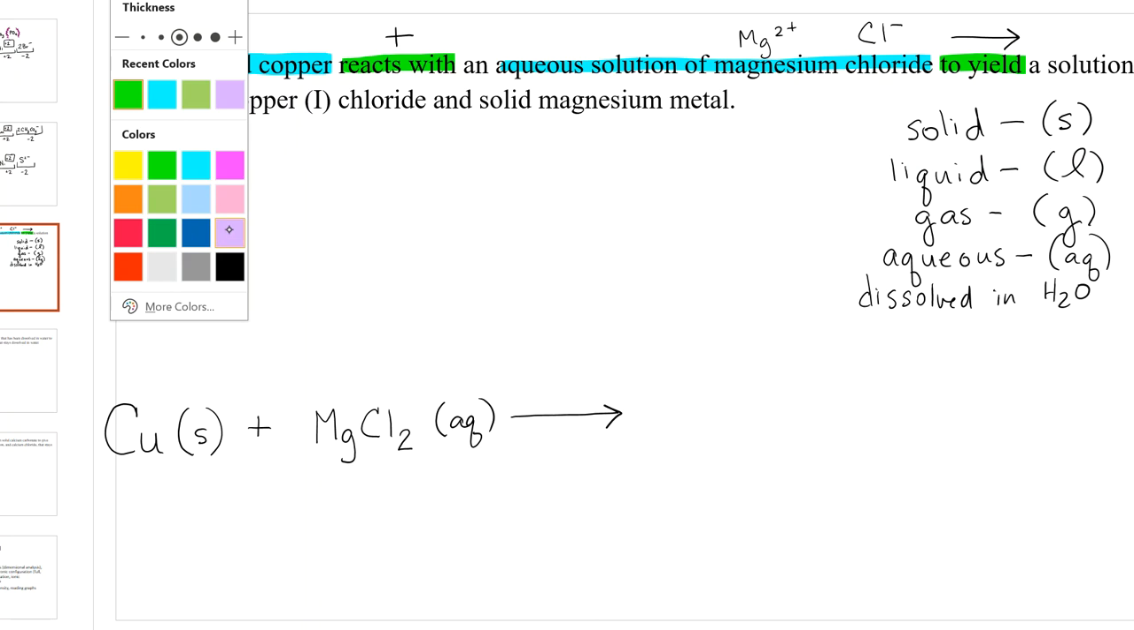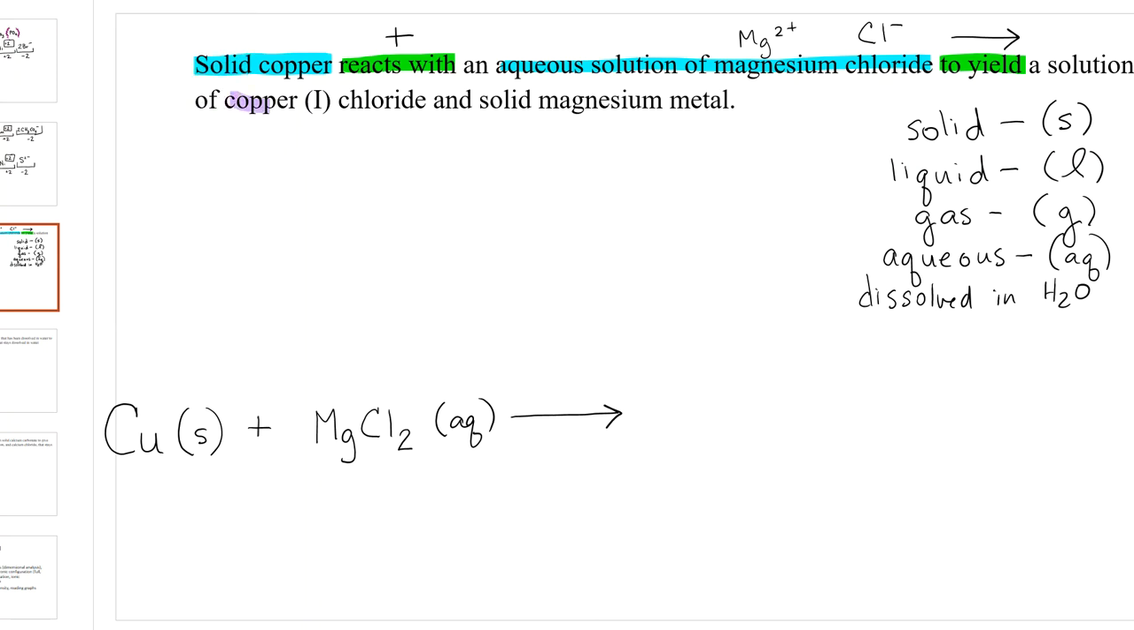Now we're going into our products. Copper 1 chloride and solid magnesium metal. So again, take your time, slow down, don't try to rush it. What is the chemical formula for copper 1 chloride? CuCl.